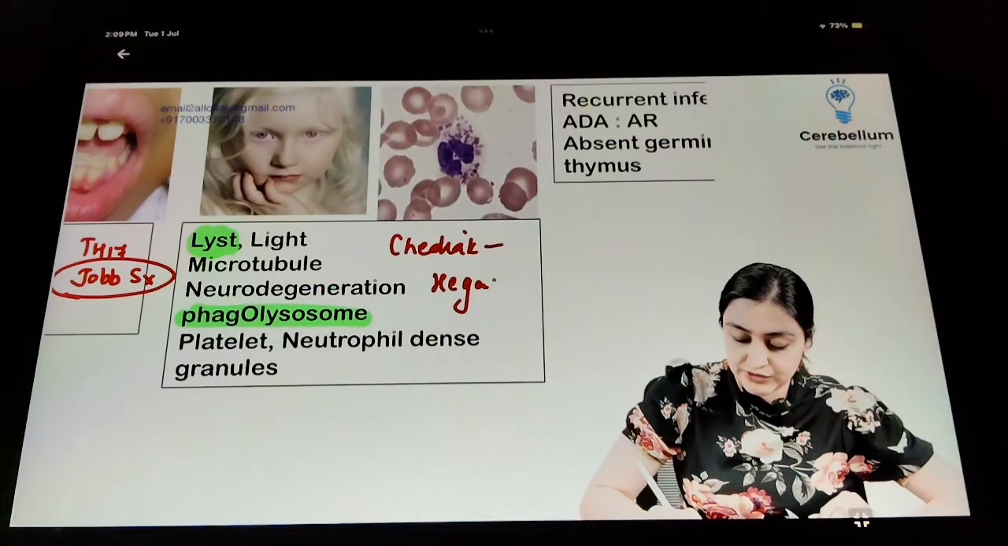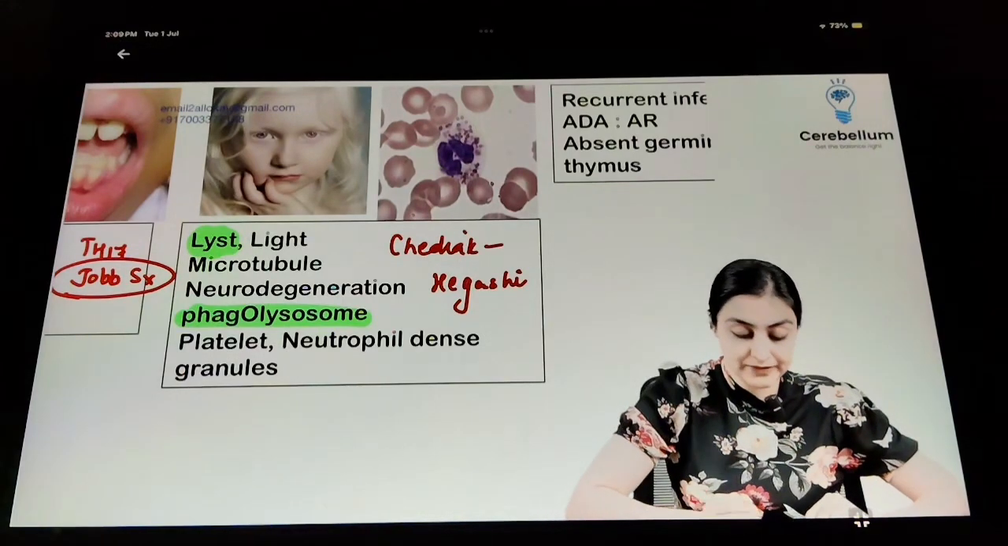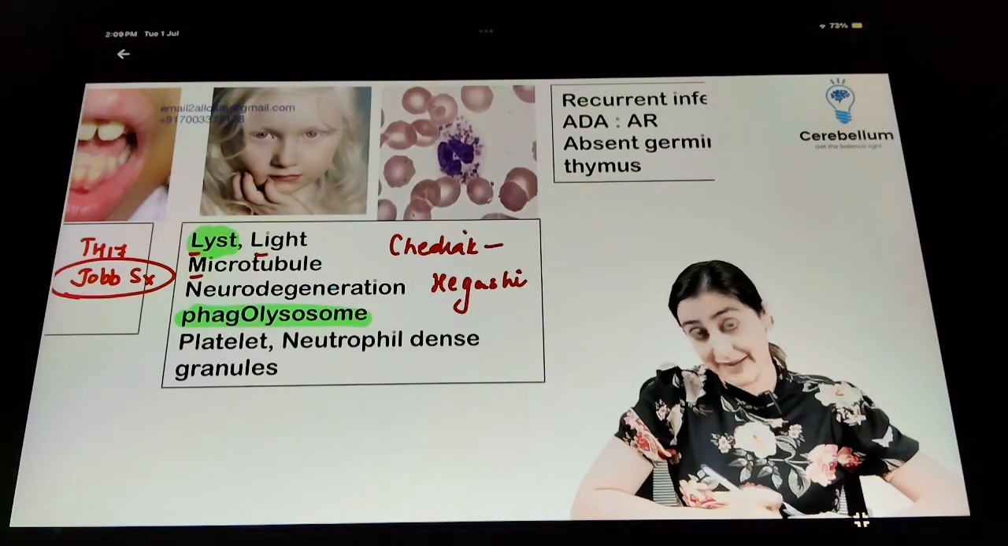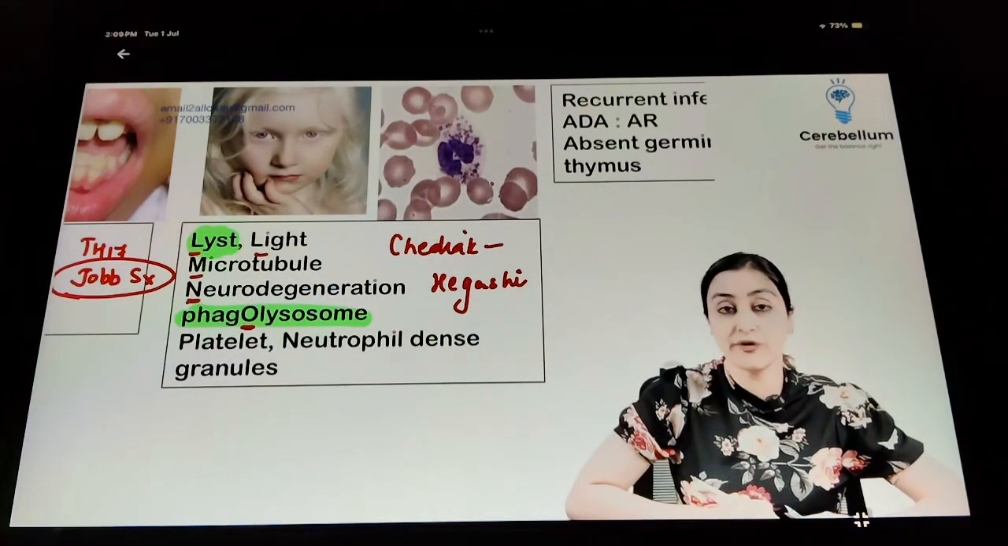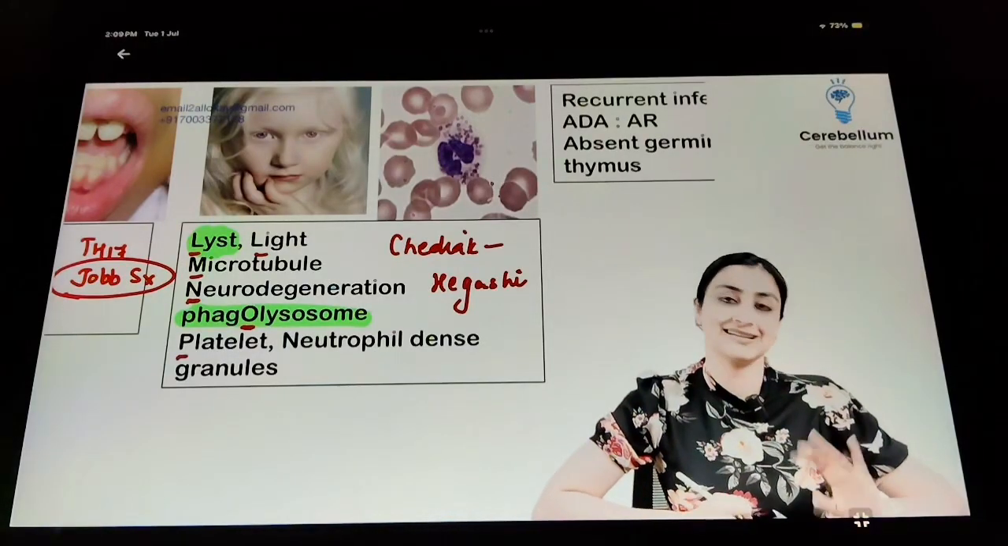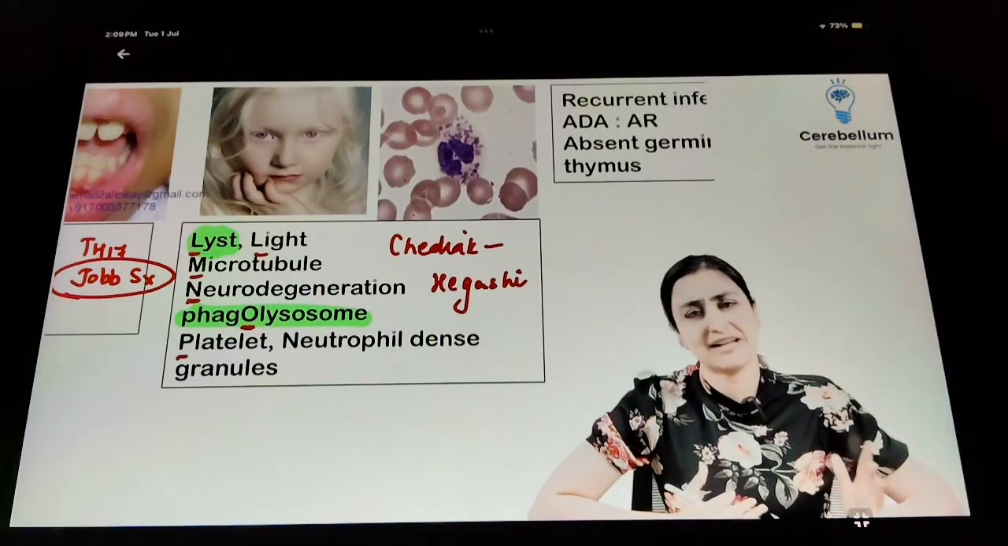So Chediak-Higashi, if you want a mnemonic, you can remember LMNOP. L for LYST and light color, M for microtubule defect, N for neurodegeneration, O for phagolysosome, and P for platelet and neutrophil dense granules. Okay, so you can remember the mnemonic, but I will advise you not to remember the mnemonic.